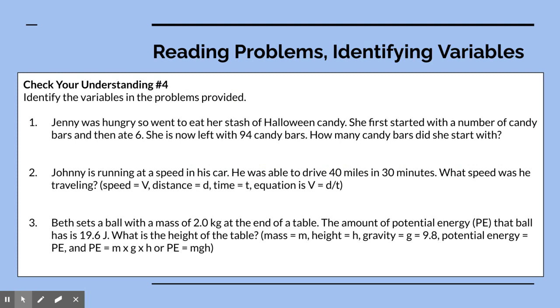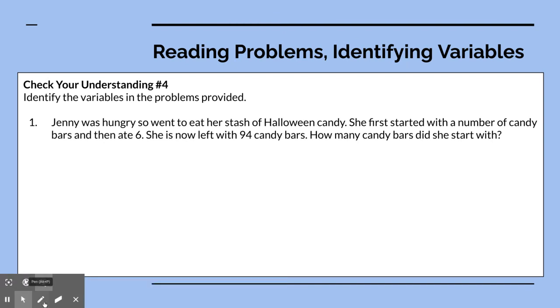Let's see. Okay. So Jenny was hungry, so she went to eat her stash of Halloween candy. She first started with a number of candy bars and then ate 6. She is now left with 94 candy bars. How many candy bars did she start with? So pause it here. Try to solve this for yourself, and then we'll come back and answer this.